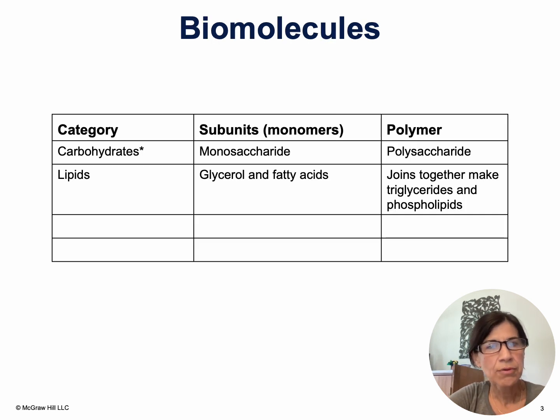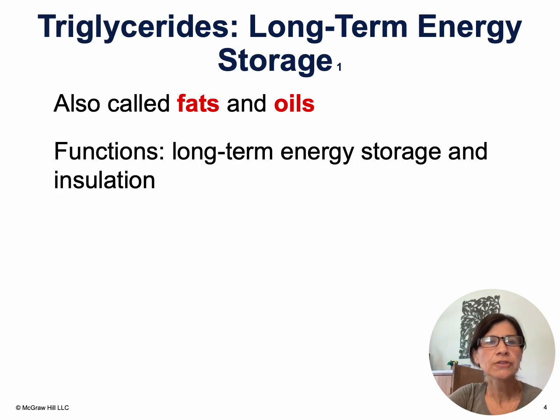Going back to this table that I brought up when I talked about carbohydrates, recall carbohydrates is the category of biomolecule. The monomer is a monosaccharide. The polymer is a polysaccharide. Now we're moving down to lipids. The building blocks or the subunits of lipids are glycerol and fatty acids. So it's two different molecules. It doesn't fit as nicely as the carbohydrates, and glycerol and fatty acids will join together to make a larger molecule like triglycerides and phospholipids. So we're going to start first with triglycerides.